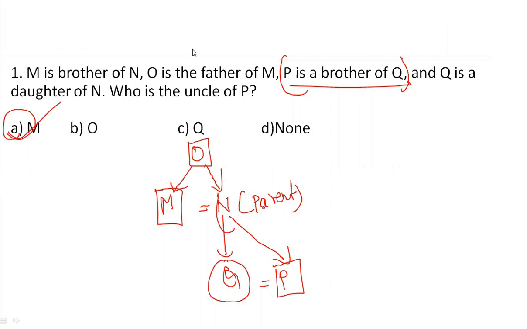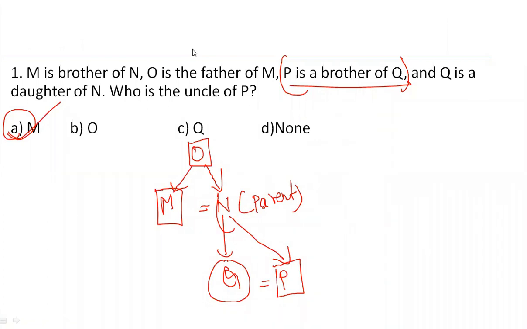M is the brother of N means, by reading the statement, M is a male, so put it in a square box. Brother means same generation. O is the father of M, so definitely O will be the father of N also, as M and N are siblings. And in the final question, N's gender is not given, which means it has nothing to do here. Whether he is your mother's brother or father's brother, he will be uncle to you for sure. Clear with it, right?